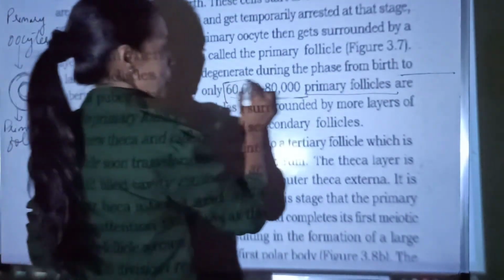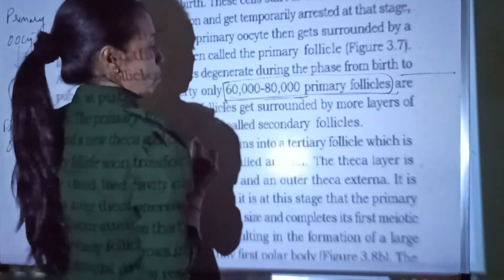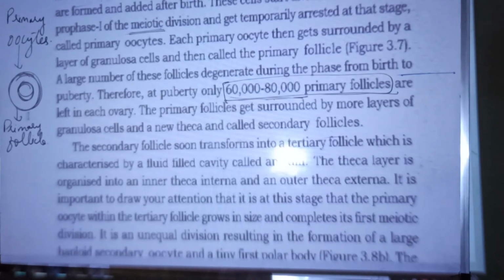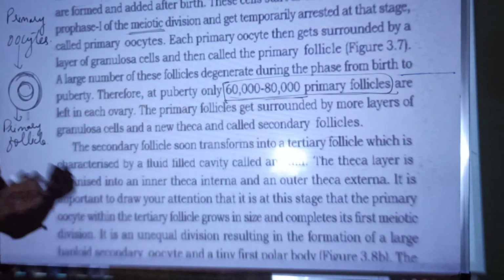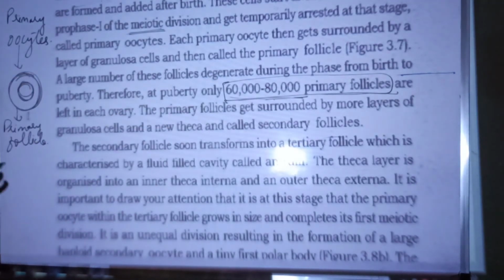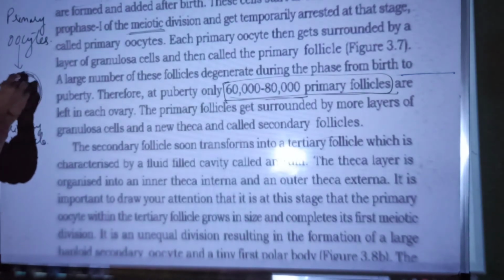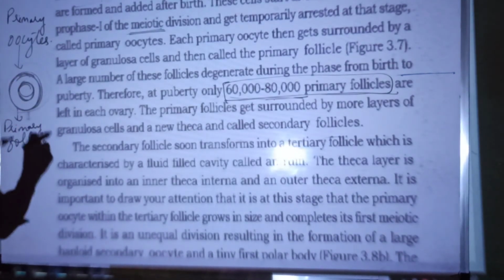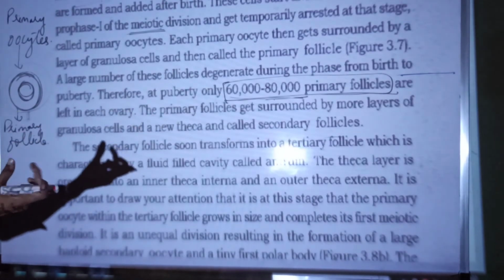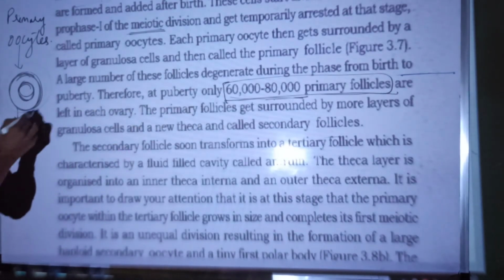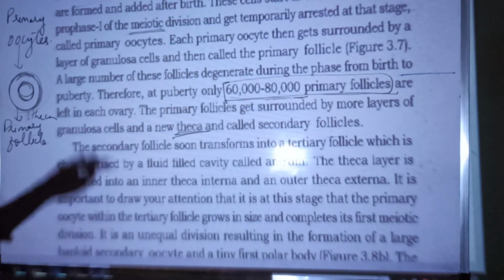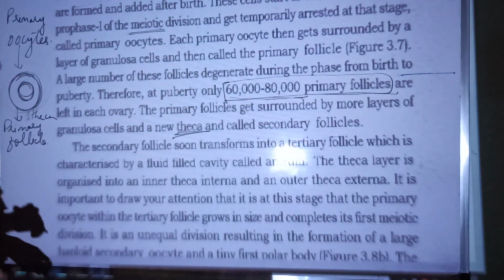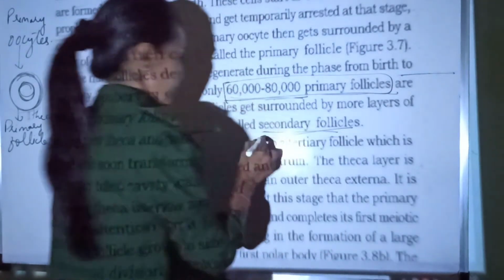This is important, students. Only 60,000 to 80,000 primary follicles are left in each ovary. Then the primary follicle will get surrounded by more layers of granulosa cells; the first layer is already there. And a new theca is formed. When a new theca is formed, this primary follicle is called a secondary follicle.